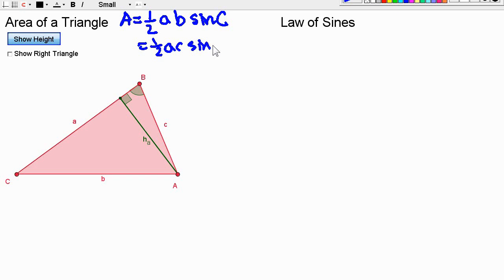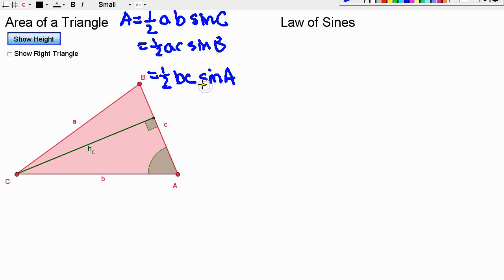sine of B. I could even go as far as to change my perspective a third time, say this is my height to my base, therefore given an angle A and my two sides B and C, and I could actually write the formula again as 1/2 BC sine of A. In fact, I'm going to use this relationship that no matter which way I look at it, it's always the same area to develop my law of sines.